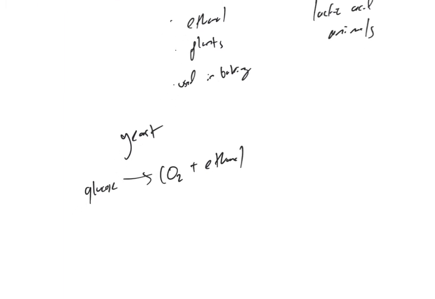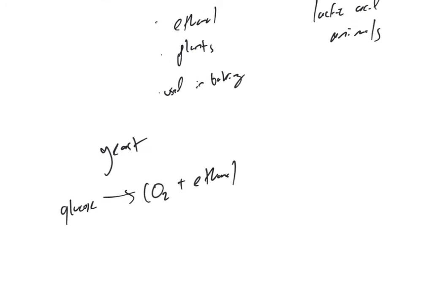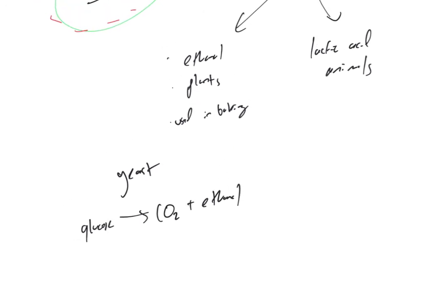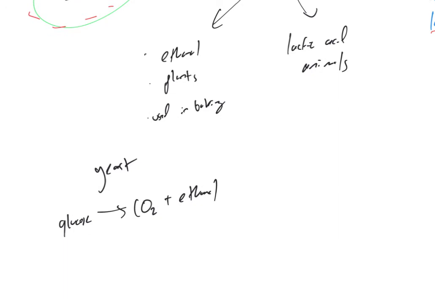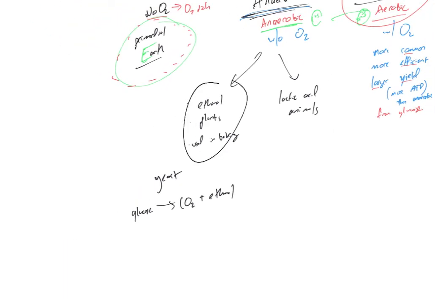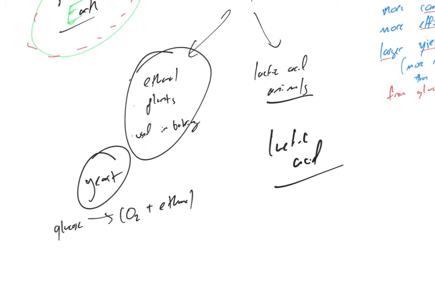Okay, so this is yeast. So we have anaerobic. This is ethanol, done by yeast. It produces CO2 and ethanol. And then animals produce lactic acid. When you're working out and you're sore, this is what you feel. This is the burn. When you feel that burn from working out, you're building up lactic acid. That's anaerobic respiration. That's really all you need to know, okay?